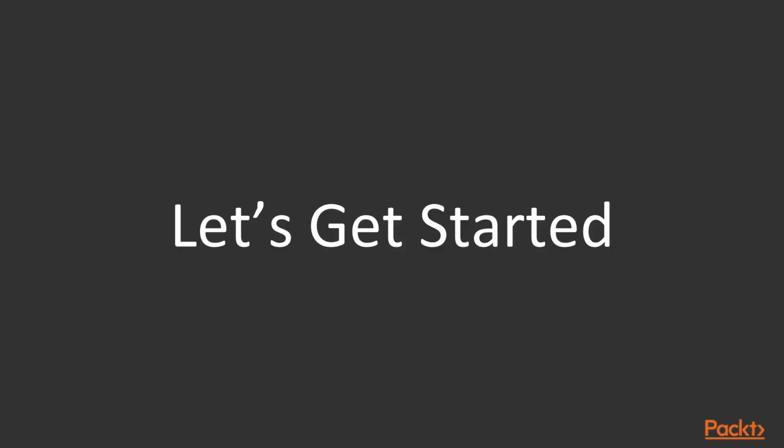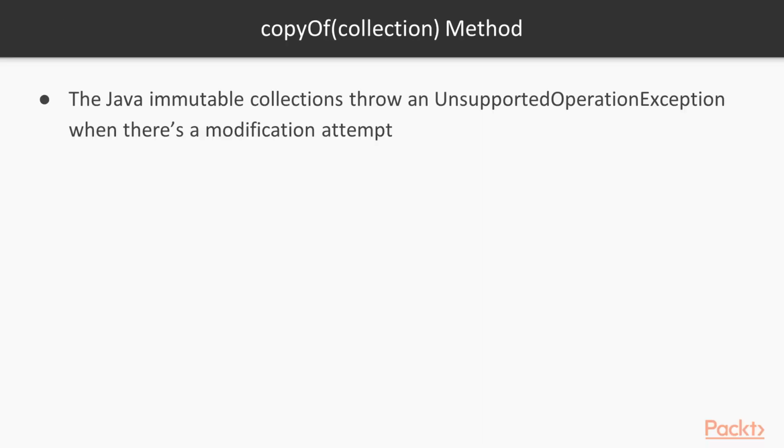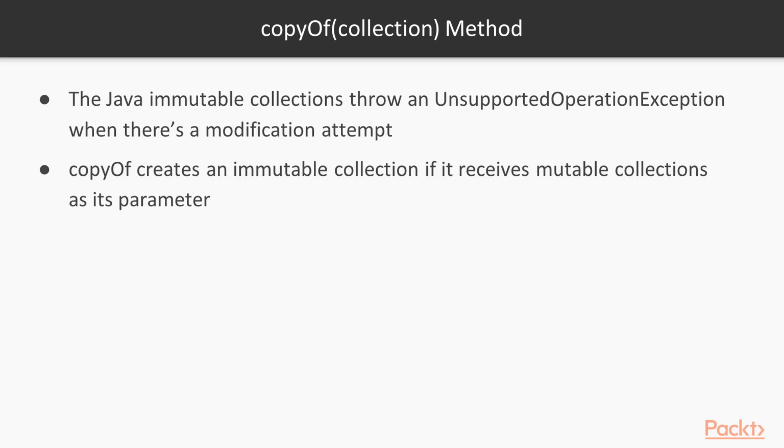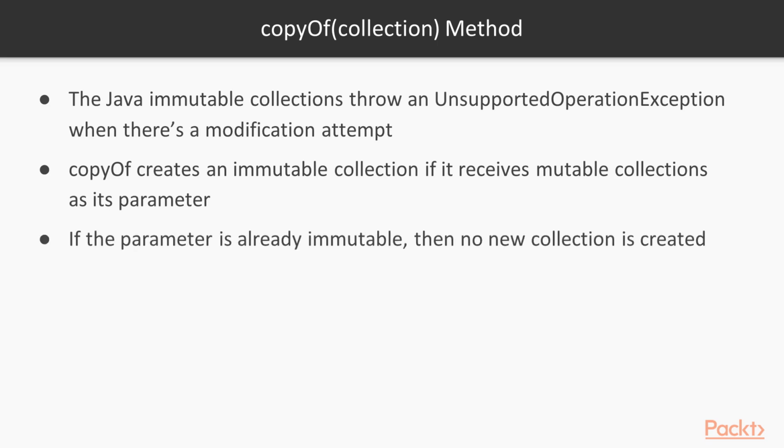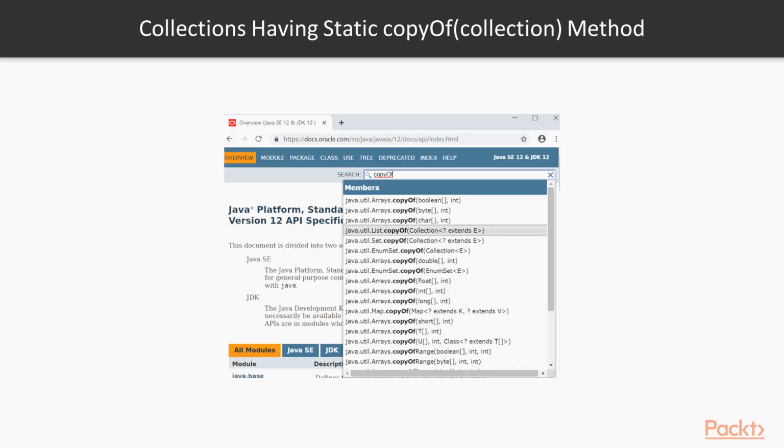So let's get started. You can avoid unwanted collection modifications with immutable collections. The copyOf method creates such a collection. Already having an immutable collection is not a problem. In that case, copyOf will not create a new collection, but gives back the original. Searching through the API documentation, we find that the list, set, and enum set have a copyOf method.